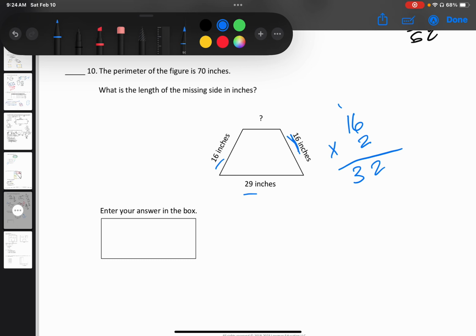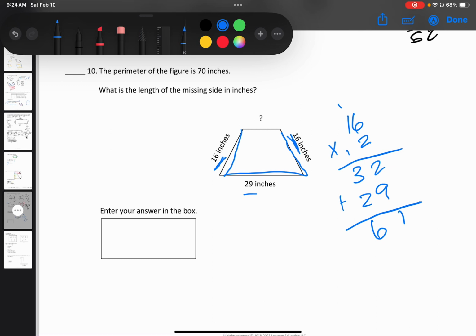16 times 2, because I have two 16s here, is 32, plus 29 is 61. 61 inches represents the three sides that we just added together. 61 inches is not going to be the missing side length. That tends to be where we get a little bit confused. We do this part of the math and we stop without thinking about, okay, what does 61 represent? It represents what we've added together.